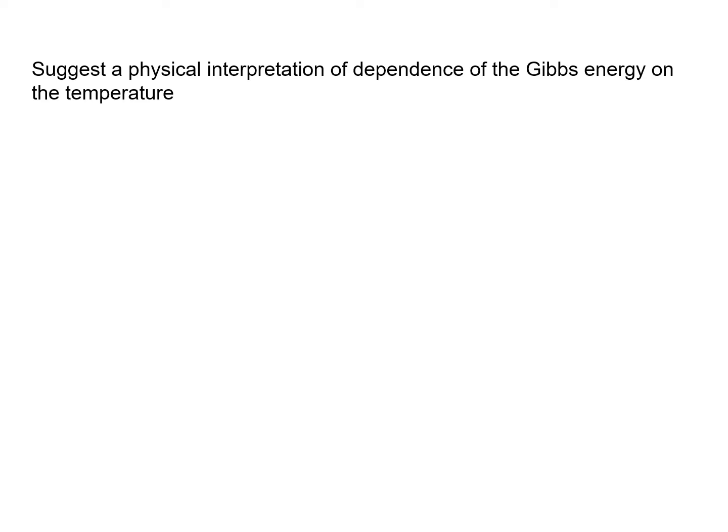Question 1. Suggest the physical interpretation of dependence of Gibbs energy on the temperature. Dependence of Gibbs energy on temperature and pressure is described by this fundamental equation. In this equation, the first part tells you how Gibbs energy changes with temperature, and the second part tells you how Gibbs energy changes with pressure.